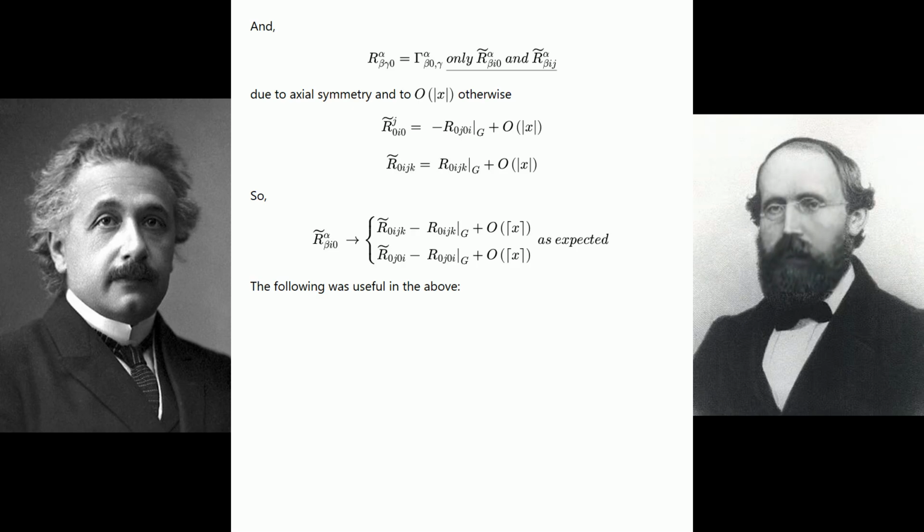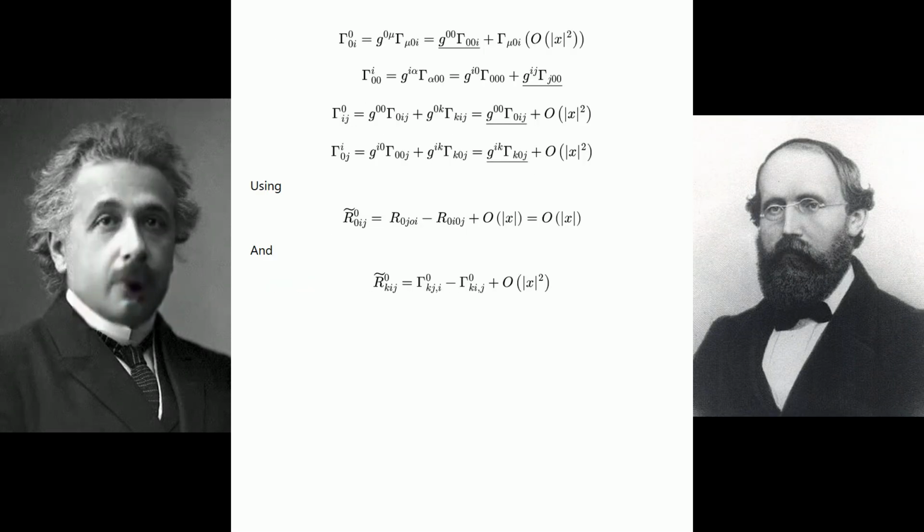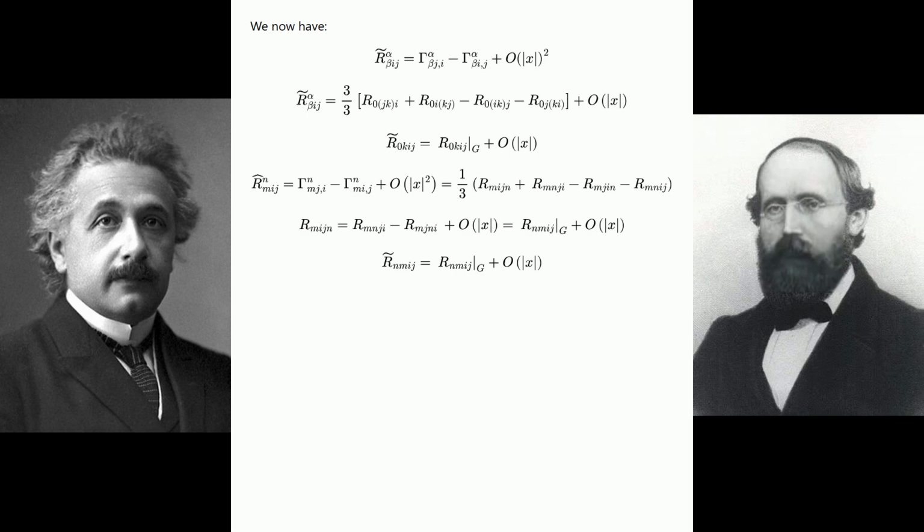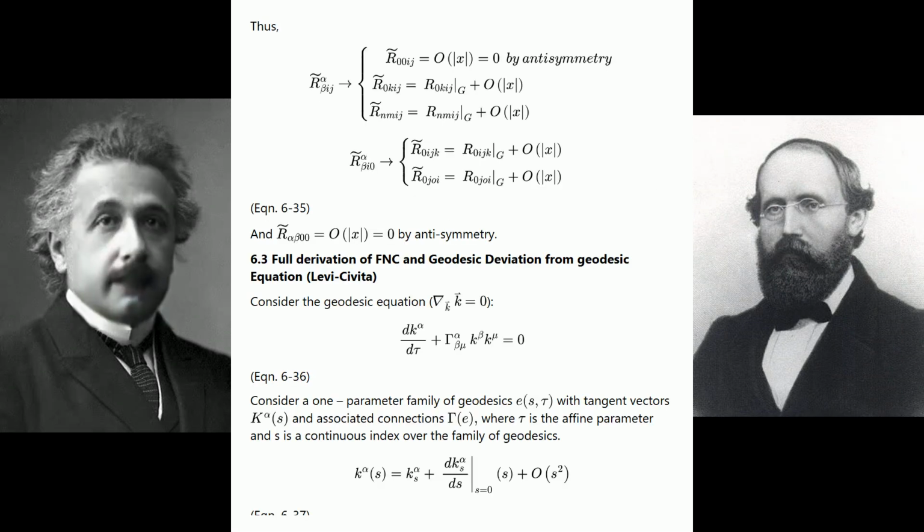So see the equation. The following was useful in the above. See the equations shown. Using see the next equation shown. And see the equation. We now have see the following group of equations. Thus, equation 6-35. And R sub alpha beta 00 equals O of the absolute value of x equals 0 by antisymmetry.